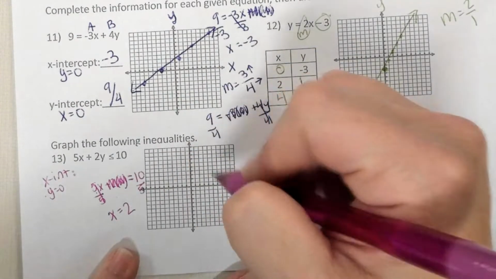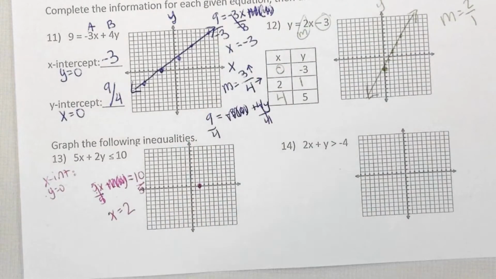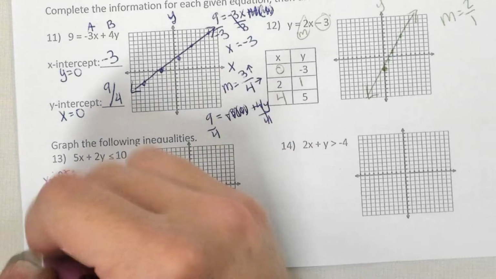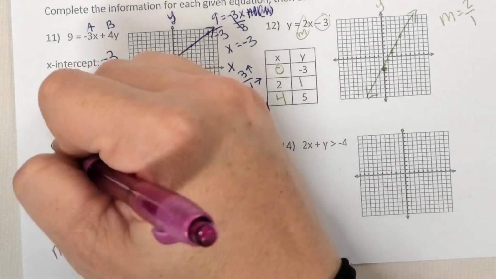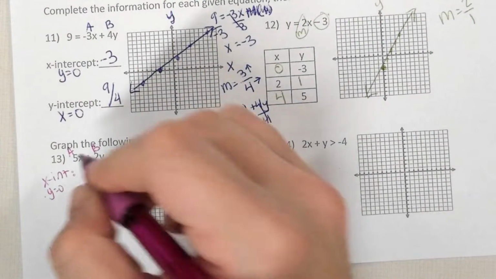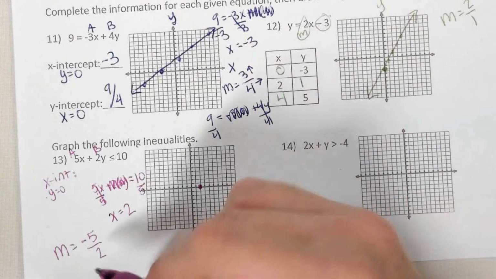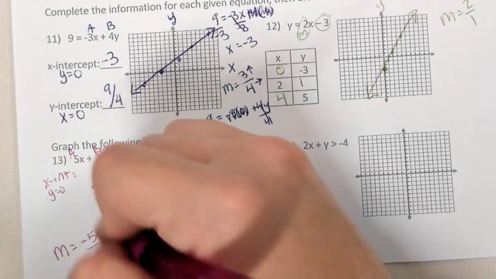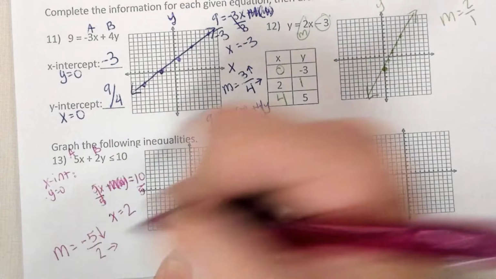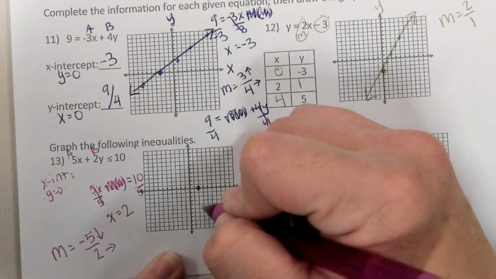So on my x-axis, I'm going to put a point at positive 2. Now, I don't have to find my y-intercept. You can, but you don't have to. Okay, I'm going to find my slope. So the opposite of 5 is negative 5, over exact B, which is 2. Well, negative 5 tells me to go down, and positive 2 tells me to go right. So I'm going to go down 1, 2, 3, 4, 5, right 2.